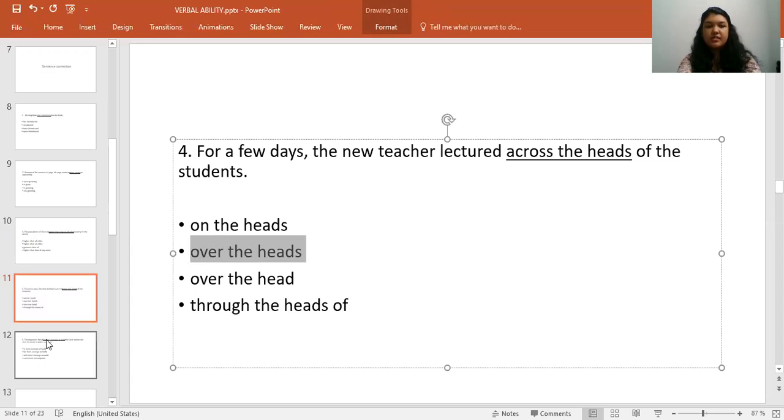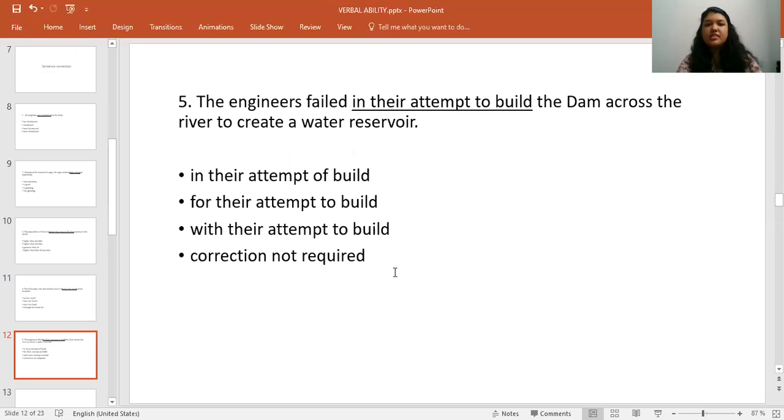Moving to the next sentence: the engineers failed in their attempt to build a dam across the river to create a water reservoir. In this case, if you read through the options, they are: in their attempt of build, for their attempt to build, with their attempt to build, and correction not required. Let's take just the first option into the sentence. The engineers failed in their attempt of build the dam. The sentence itself doesn't make sense and it is wrong grammatically.